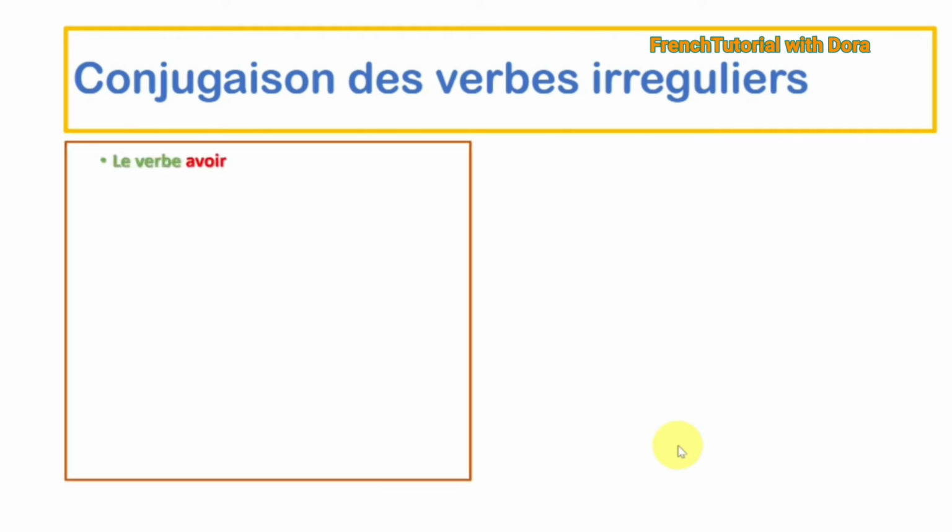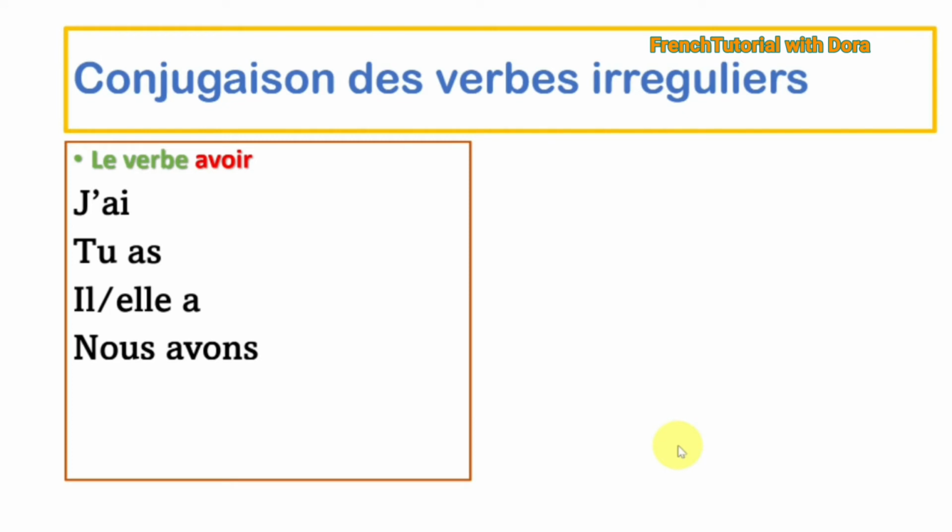Okay, let's look at another irregular verb. And this time around, we're going to see the verb avoir. The verb avoir, that's the verb to have. The verb you use to express having something or possessing something. J'ai. Tu as. Il a. Elle a. Nous avons. Vous avez. Ils ont. Elles ont.